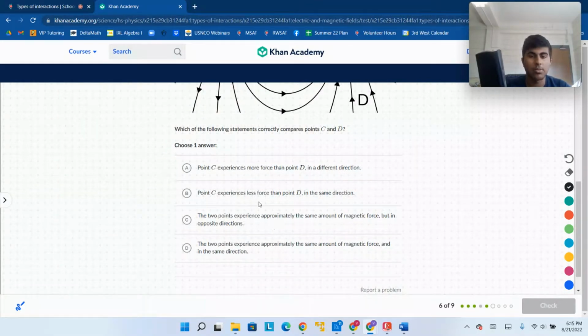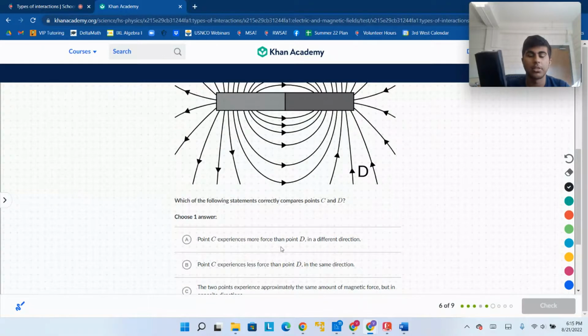Right, so it's not going to be B because that says less force. C and D say approximately the same amount, so that's also going to be incorrect. So the answer is more force, which is choice A.